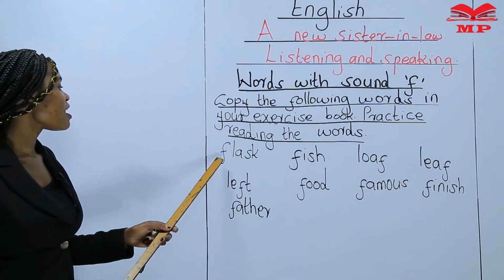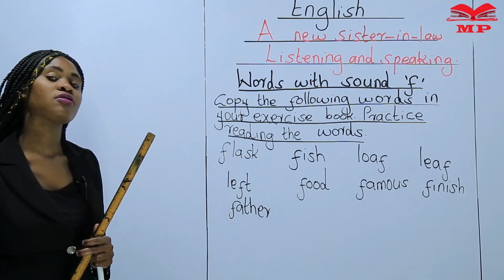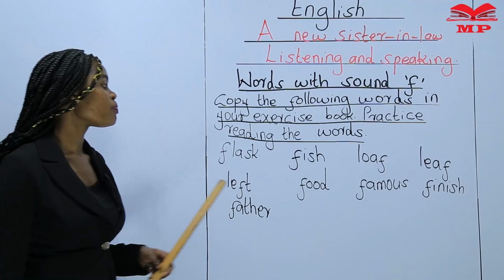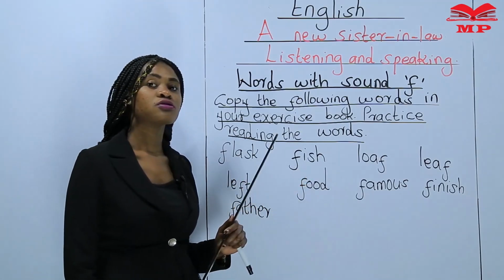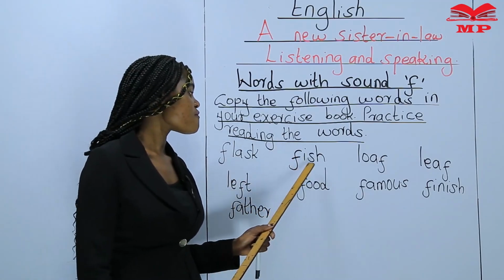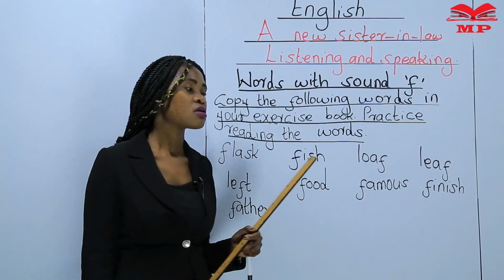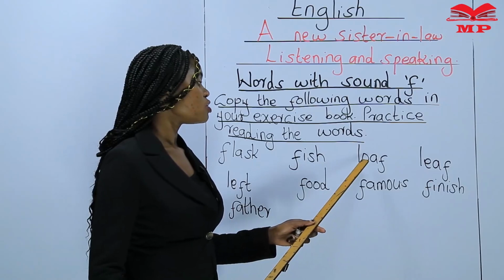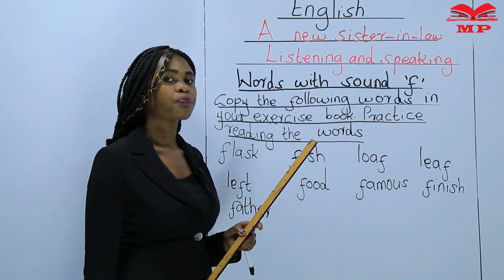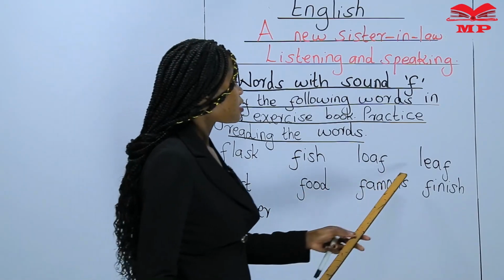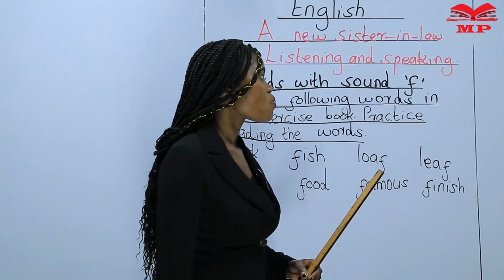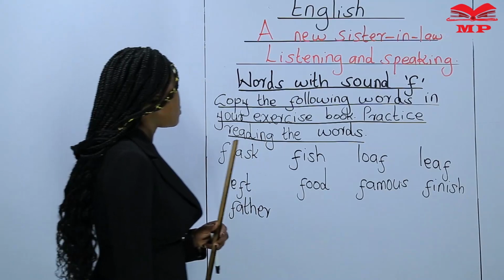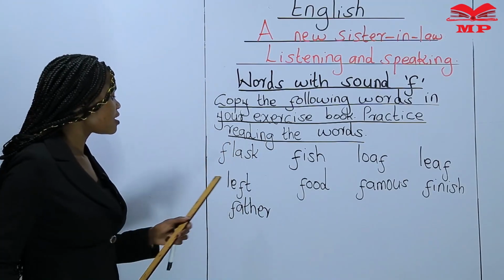So the first word, flask. Fish. Loaf. Leaf. You repeat after me, after each word.